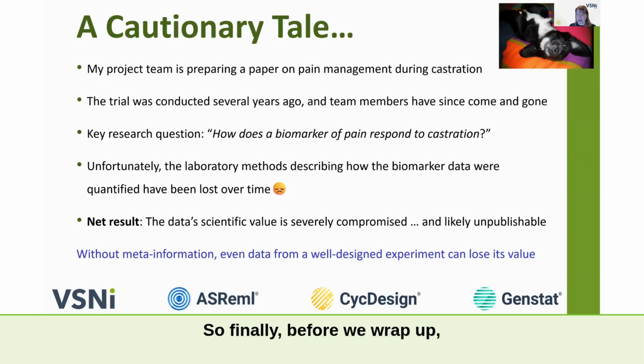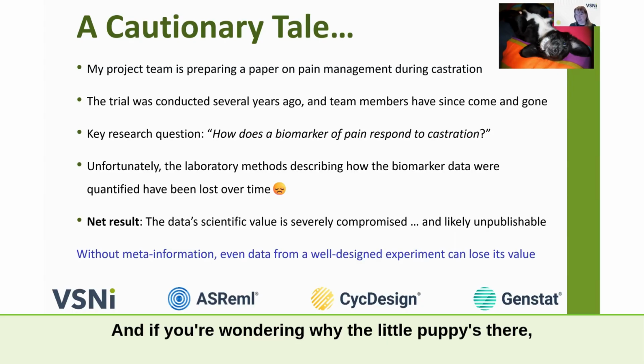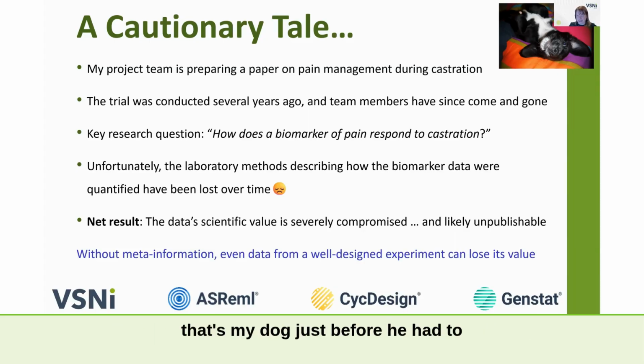So finally, before we wrap up, I just wanted to share one last cautionary tale. Now, I'm currently working with some collaborators, writing a paper about pain management during castration. And if you're wondering why the little puppy's there, that's my dog just before he had to go in for his procedure.